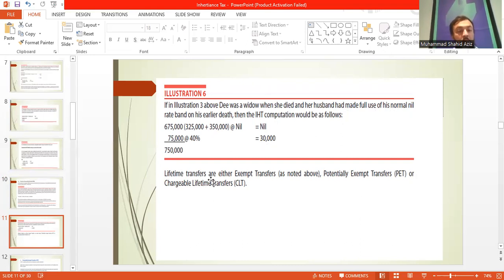Lifetime transfers are either exempt transfers, potentially exempt transfers, PET, or CLT, chargeable lifetime transfer. There are three categories. If any person transfers during life, there are three treatments. Let's see.